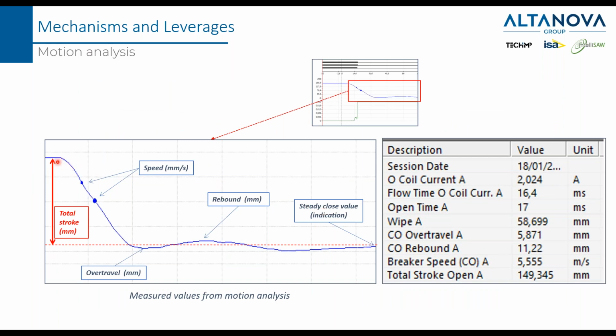We can also understand what the total stroke is. If we take the position at the beginning and the position when the mechanism reaches the steady state, this tells us the total stroke of the circuit breaker. These 2 points are the datum points. Thanks to this, we can measure the speed.